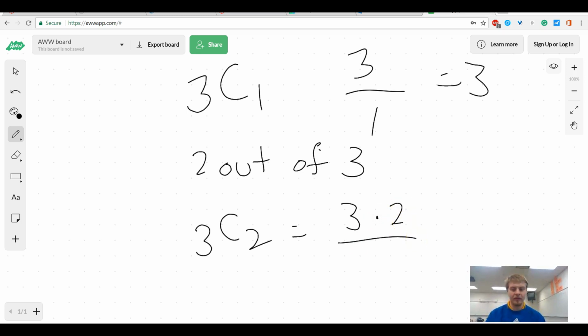Well, now we have to count the overlap. Did I make the shot first, or did I make the shot second? So maybe I made it first, maybe I made it second, so that's over 2, and that's over 1, which would be 6 over 2, which gives you 3. So we can kind of see how these probabilities work out pretty nicely.